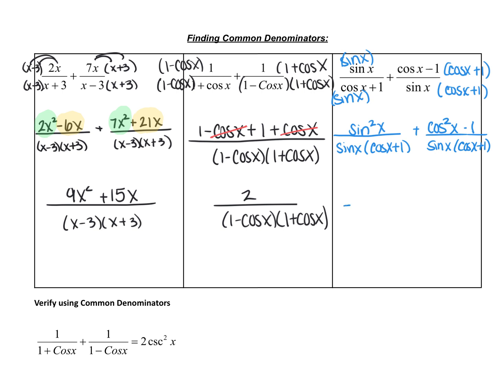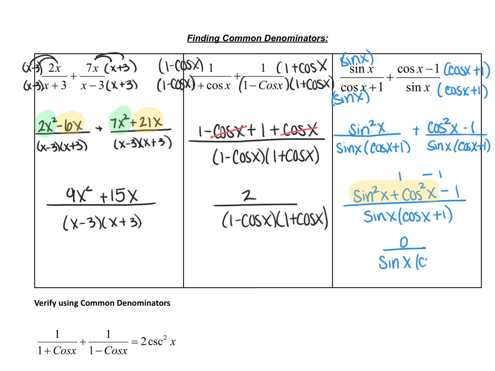So my common denominator is sine x times cos x plus 1. And I can't really add anything on the top, so I'm just going to write it out as sine squared plus cosine squared, and then -1. And if we simplify a little further, we notice that this is a Pythagorean identity here. Sine squared plus cosine squared is actually equal to 1. And then you can see that 1 minus 1 actually gives us 0. So if we have 0 divided by sine x cos x plus 1, really this whole thing simplifies to 0.